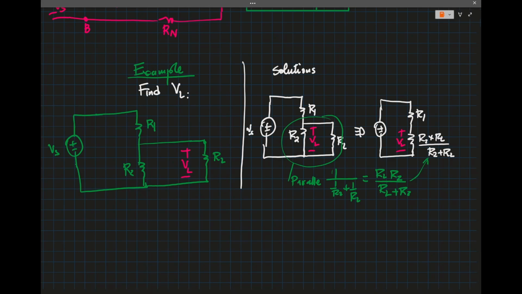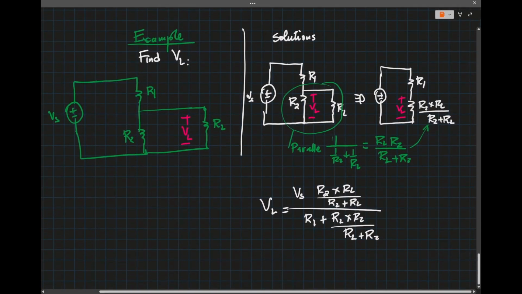So VL will be equal to Vs times R2 times R load divided by R2 plus R load, the whole thing divided by the total equivalent resistance, which is R1 plus R load times R2 divided by R load plus R2, because they're in series.